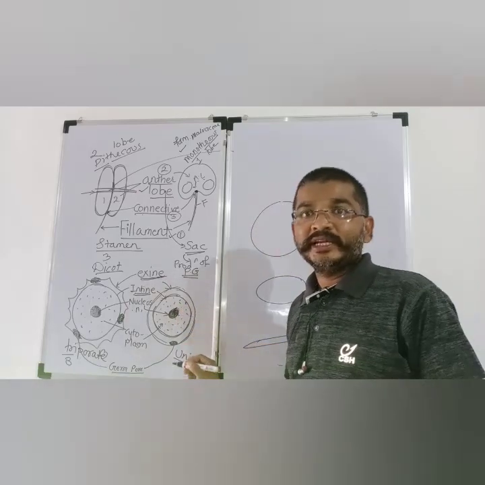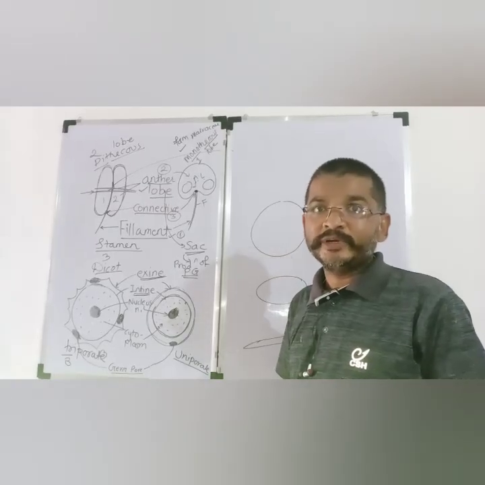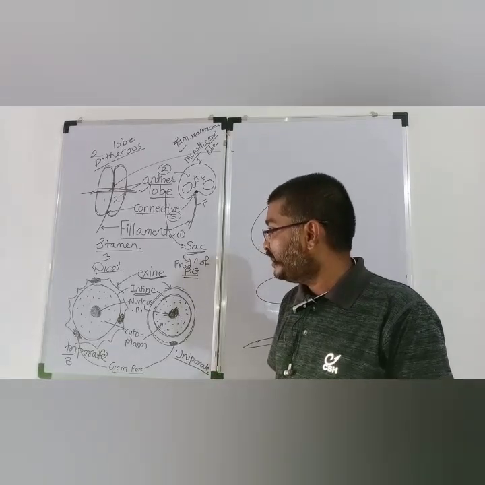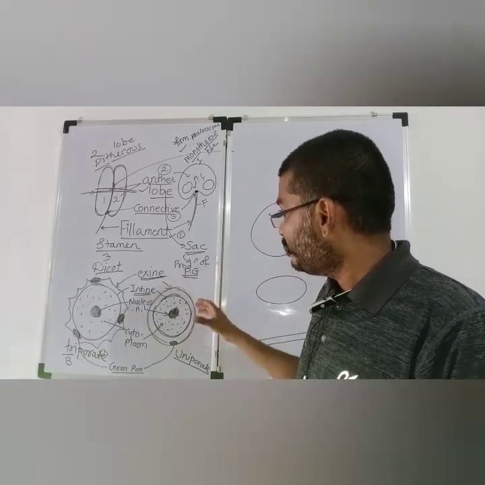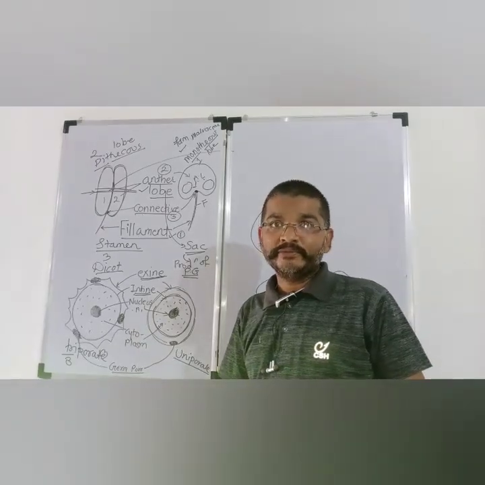So this pollen grain, finally after dispersal, is going to produce a male gametophyte. How the male gametophyte gets produced from the pollen grain, we are going to study in the next video.